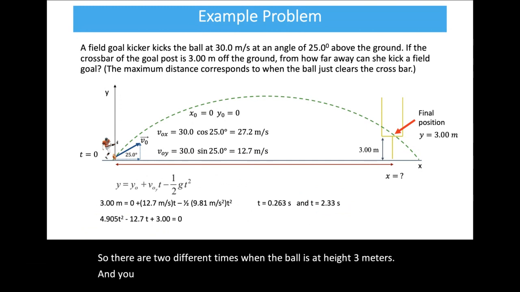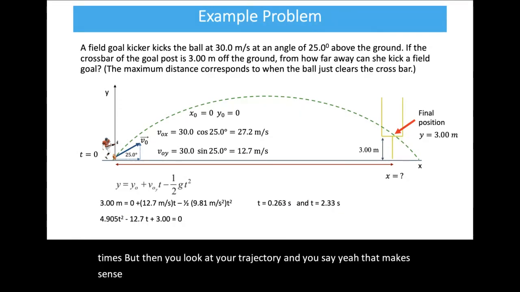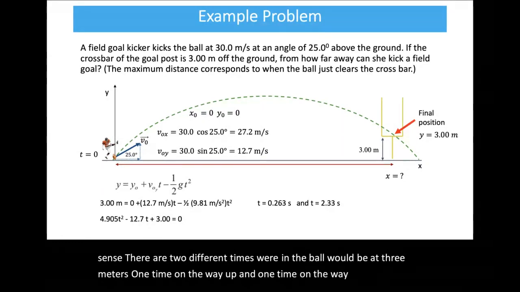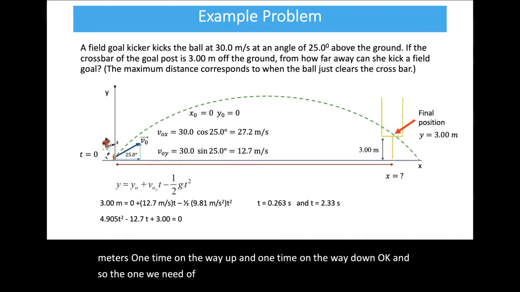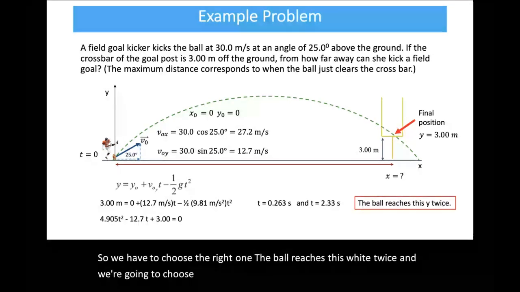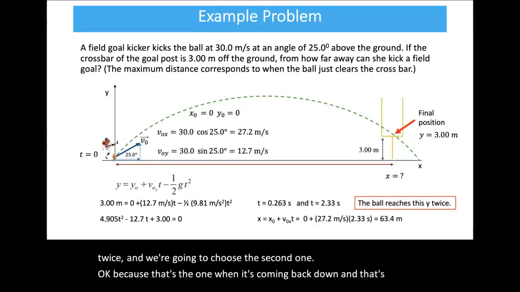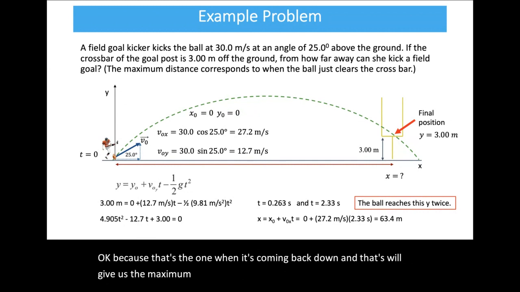And you have to say, does that make sense that there are two different times? But then you look at your trajectory and you say, yeah, that makes sense. There are two different times when the ball would be at 3 meters. One time on the way up, one time on the way down. The one we need of those two times is the time on the way down, right? So we have to choose the right one. The ball reaches this height twice, and we're going to choose the second one, because that's the one on the way down, and that will give us the maximum distance.